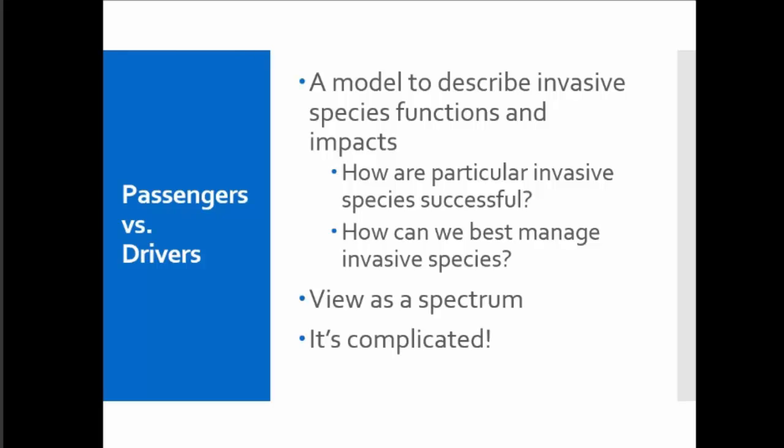So some invasive species might act very clearly like drivers in an ecosystem. Others might act very clearly like passengers. But as with any spectrum, it's complicated. Most species might have characteristics of either passengers or drivers, or might be somewhere in the middle.